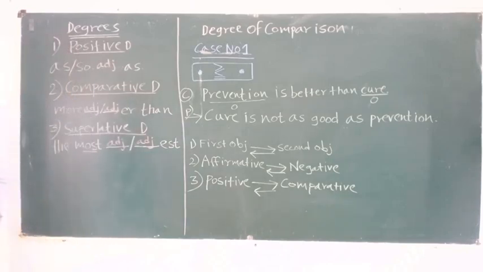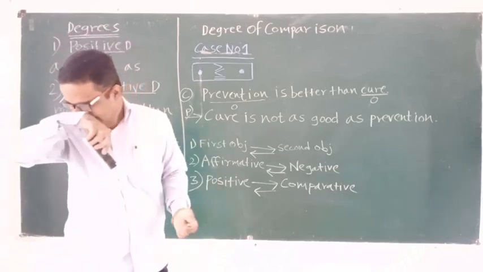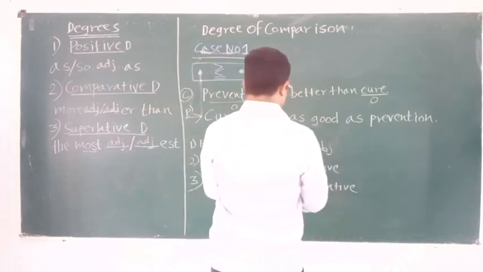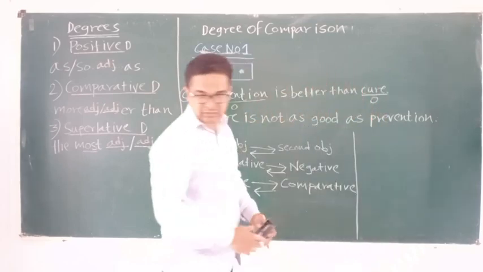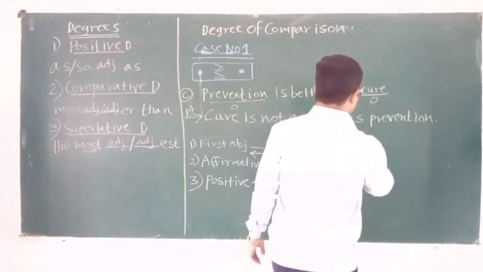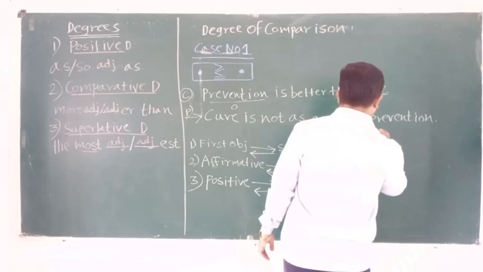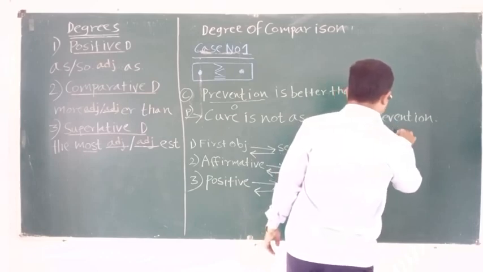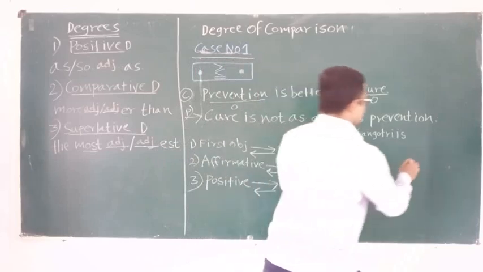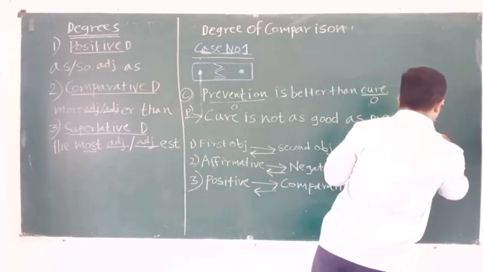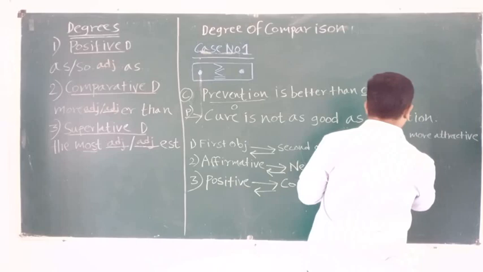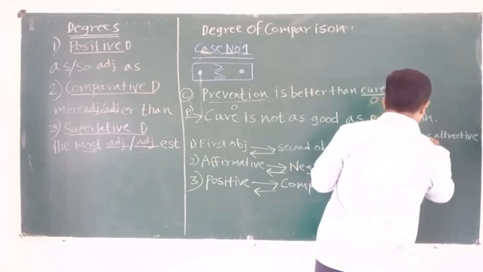Now we can see another example. I can write here: Gangotri is more attractive than Yamunotri.